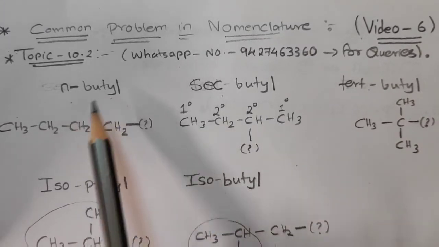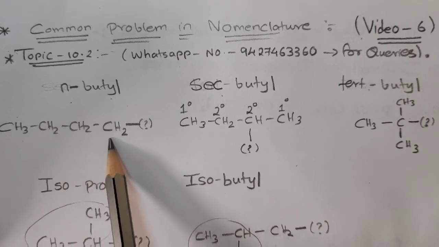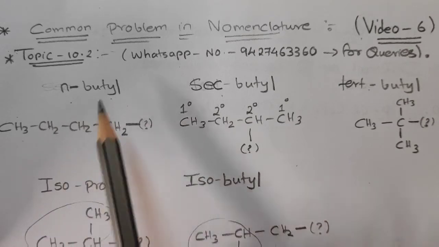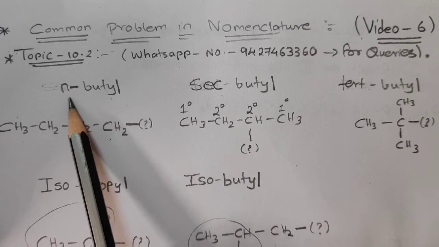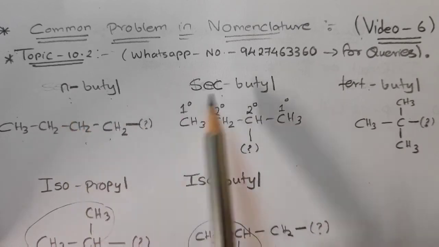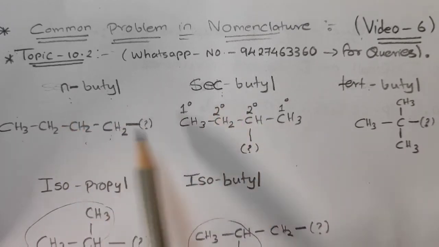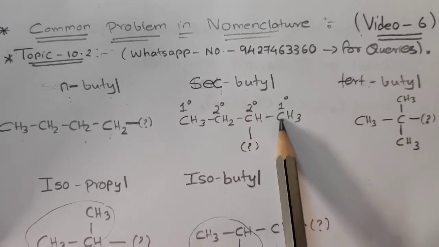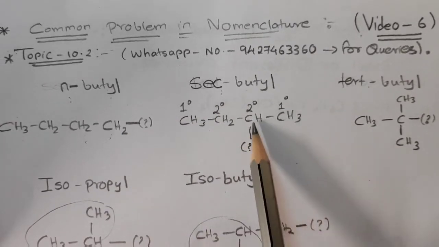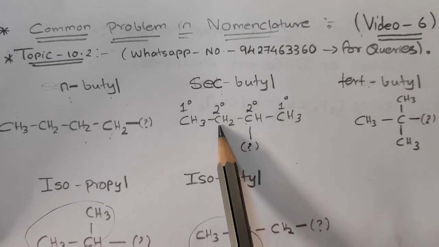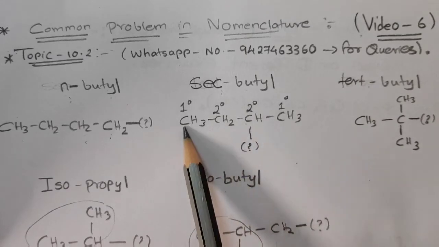Now when we say n-butyl, you can see a straight chain is there. There is no branching in this, right? So n-butyl, n for normal, and that is a common name we know. But when I write the same thing like this, you can see that this carbon is primary carbon, this carbon is secondary carbon, this is secondary, and this is primary.